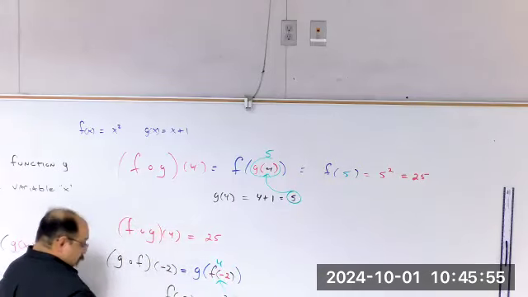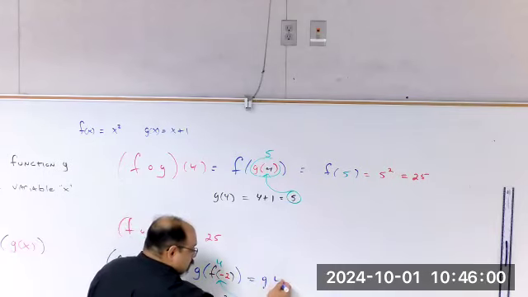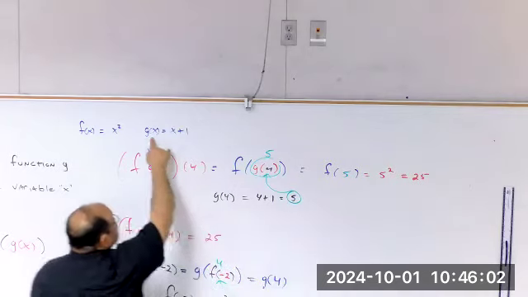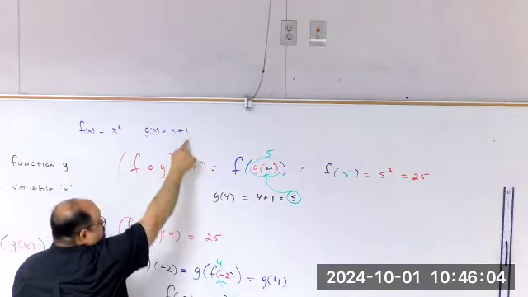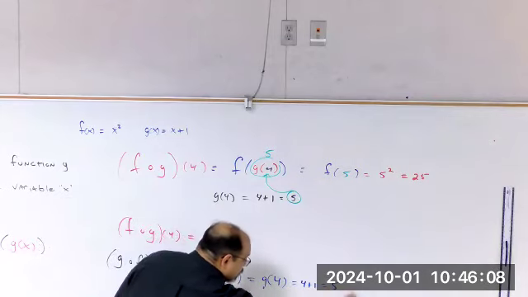So now we're just doing G of 4. And in the G function, whatever goes in, +1. So this is just 4 plus 1, and we get 5.